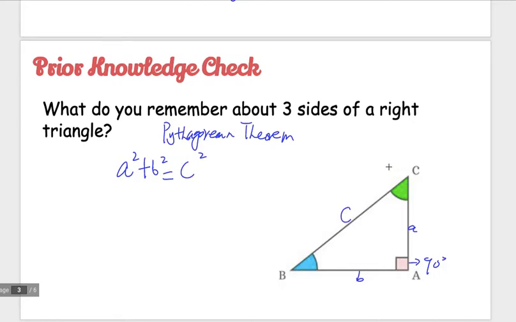And let's just quickly try to recall the name for each side. The two sides that form a right angle, we call legs. And the longest one we always call the hypotenuse.